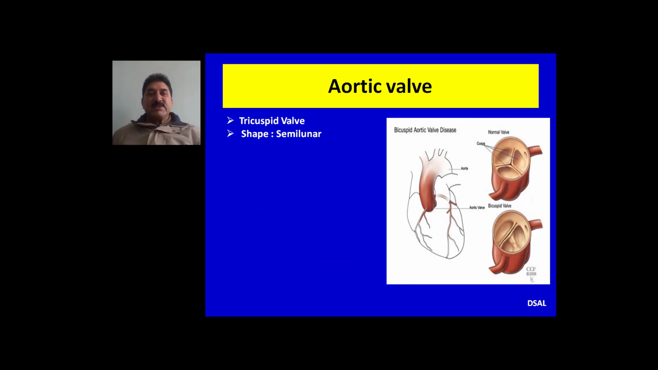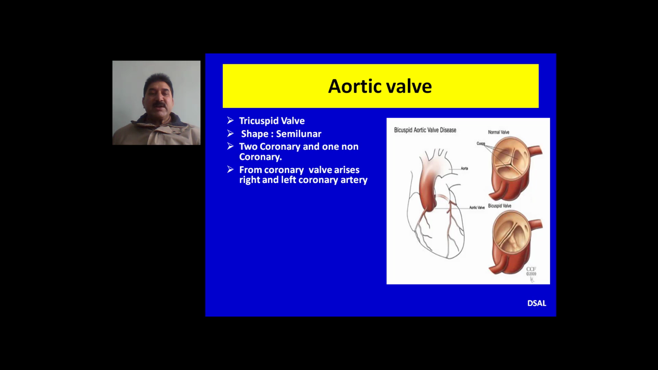Aortic valve is also called the tricuspid valve. It is semilunar in shape. The cusps are named as coronary and non-coronary. Coronary are those sinuses wherefrom coronary arteries arise. Non-coronary does not give origin to any coronary artery.